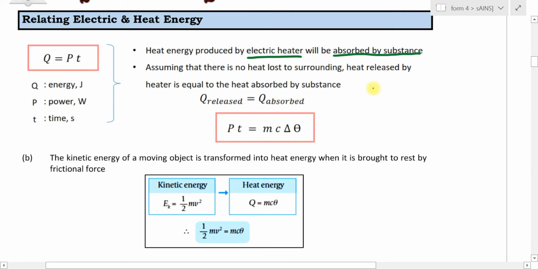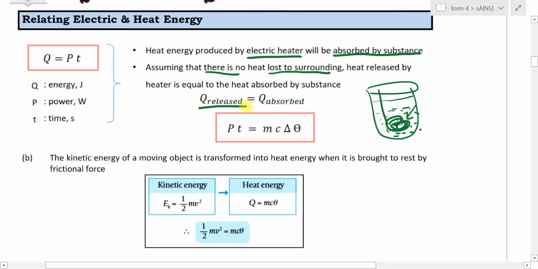For example, kamu ada satu cerek elektrik, the heat energy produced by this heating element will heat up the water because the heat energy supplied by the coil is absorbed by the water. Assume there is no loss of heat to the surrounding. The heat released by the heater we calculate like this. Quantity of heat released by the coil is equal to the quantity of the heat absorbed by the water. Formula ni penting sangat. Nanti saya nak buat apply in many different situation.